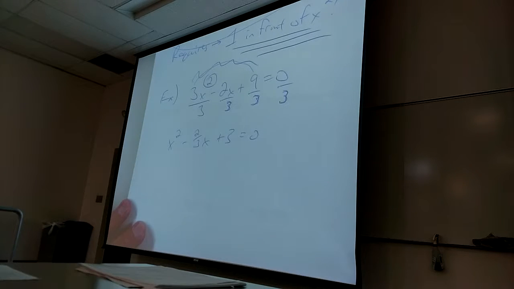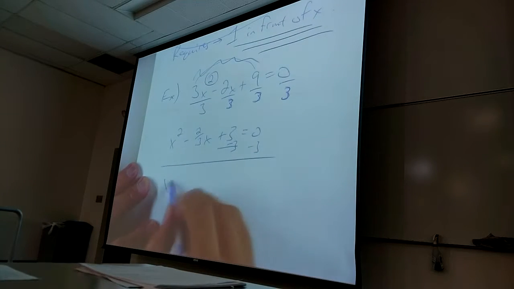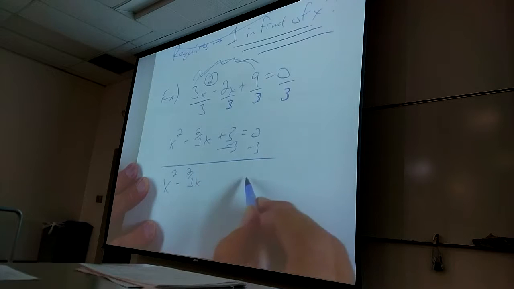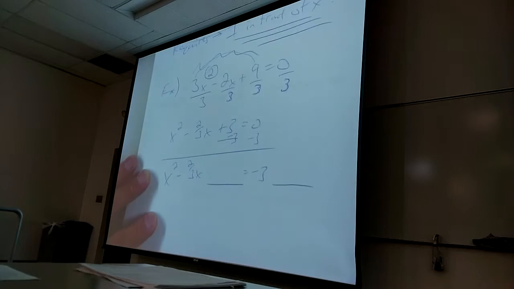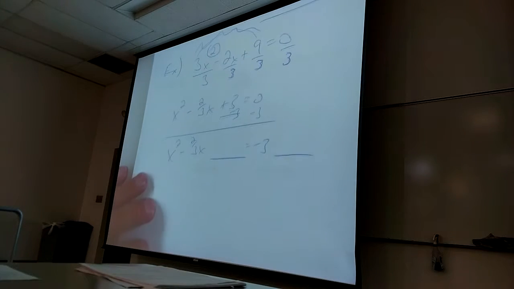What do I need to do before I start doing completed square? I need to make space. So I better subtract 3. X squared, bless you. I got space to work with. Now, just divide by 2.